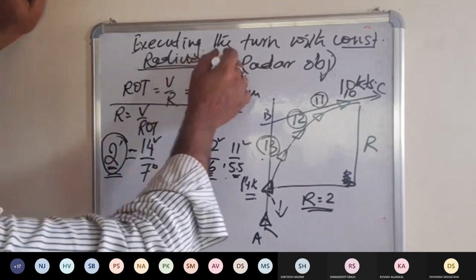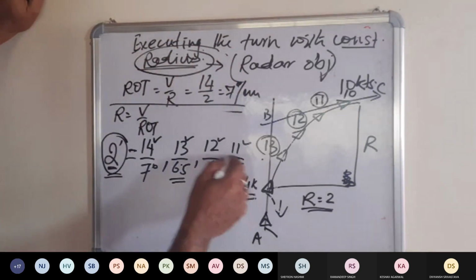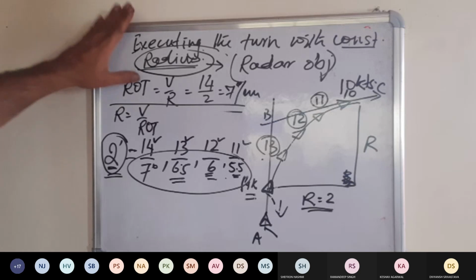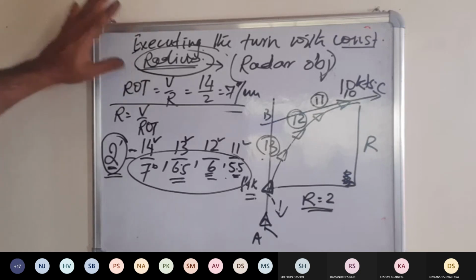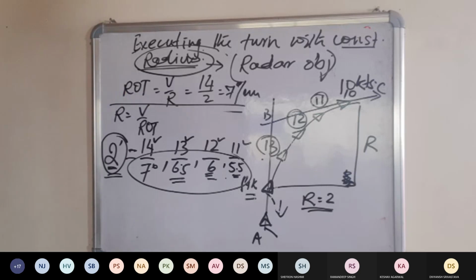So in order to execute the turn with constant radius, what should be changing all the time during the turn? The rate of turn. ROT. Rate of turn. Very good. That is the whole idea about constant radius turn, or constant radial turn also it is said sometimes.